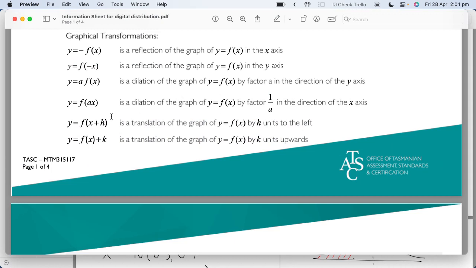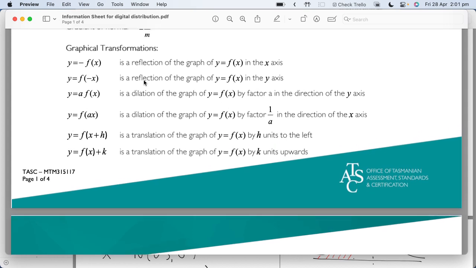And then these are relatively straightforward. If I add h to the inputs, x plus h, that's a translation, h units to the left. Same counter logic. I know it says plus h, but we actually go to the left. And if we've got plus k here, so we've got the function and we're adding k to it, we're taking the old y coordinate, we're adding k to it, so it goes upwards by k units. And if k was negative, then it would go downwards by k units. So that's just a reminder about the language and the different effects that they have.